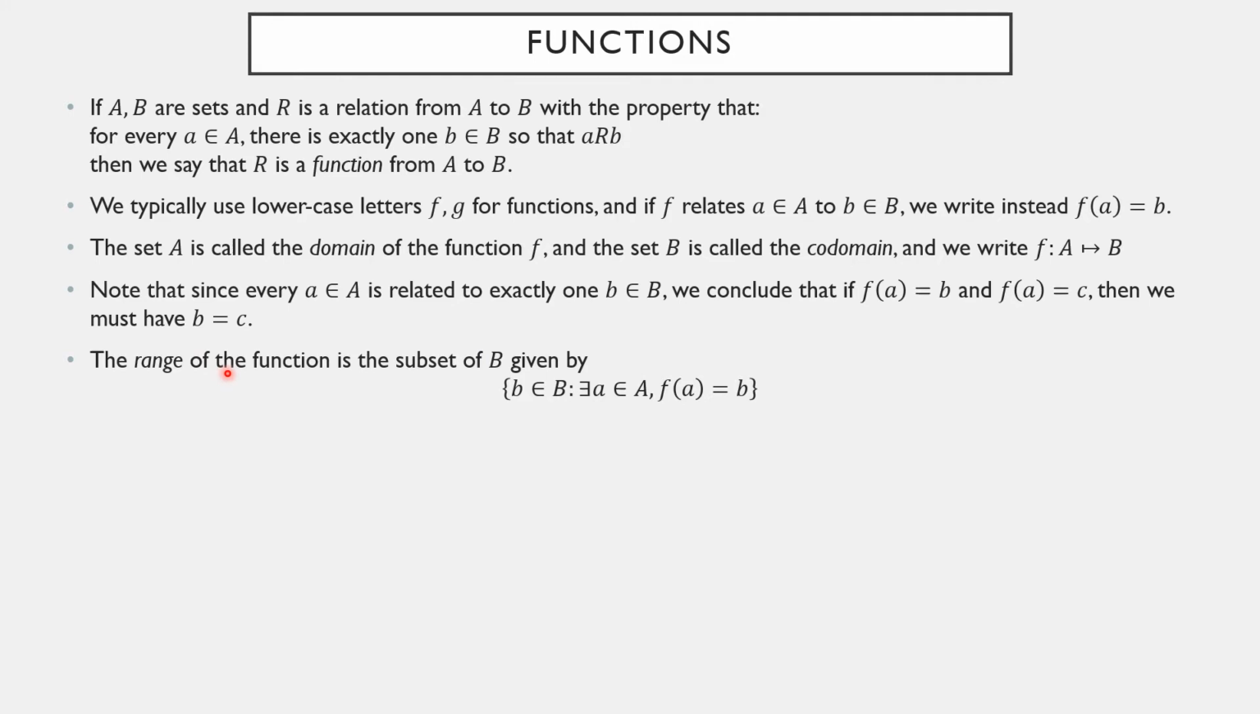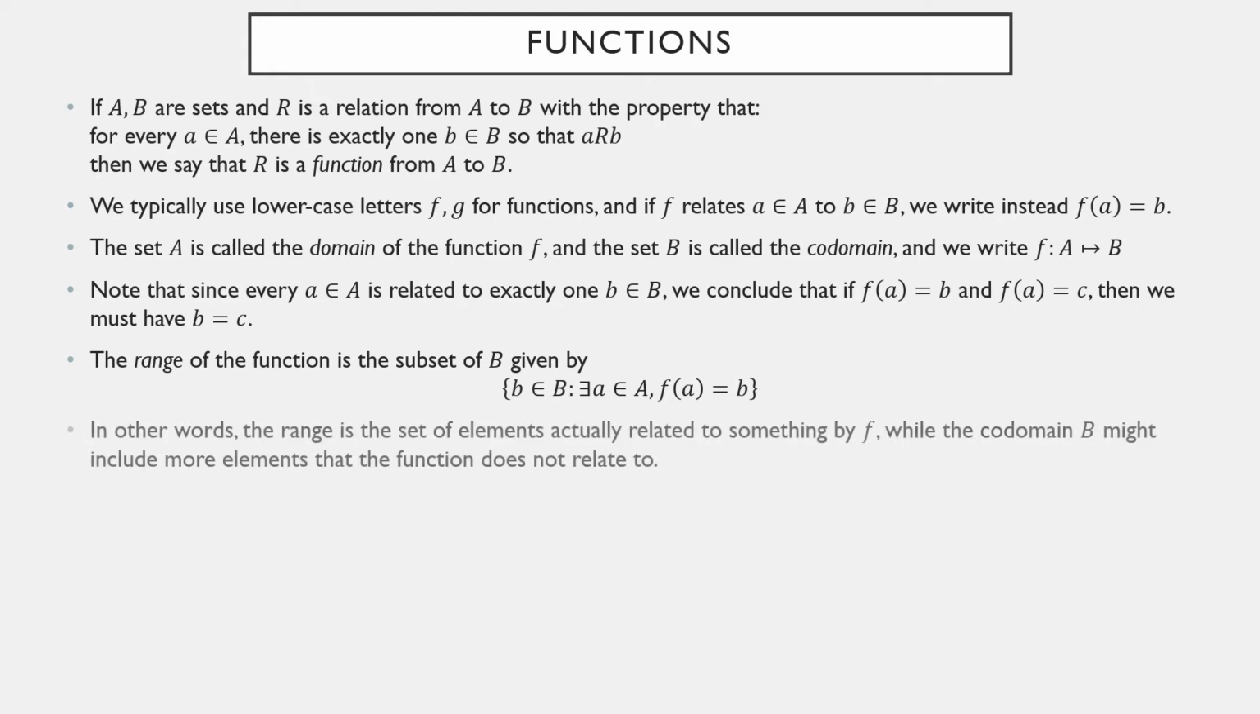The range of the function, notice up here, I didn't say B is called the range, I said it's the codomain, because it's not quite the same thing. The range is a subset of the codomain, given by elements of the codomain such that there exists something in the domain mapped to that B. So the range is stuff in the codomain that is actually f of something. The range is the elements that are actually related to something by f. The codomain B might have more elements that are kind of irrelevant as far as the function is concerned because they're never actually achieved as a value of the function.